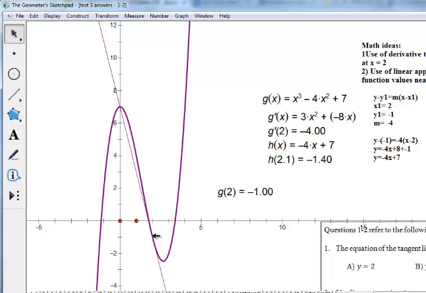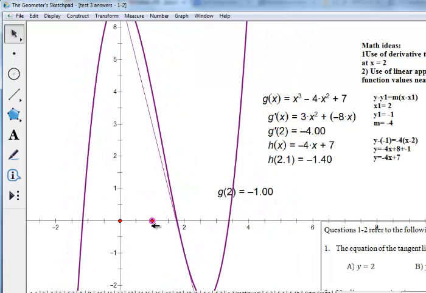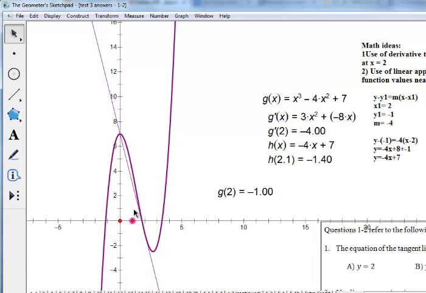So g of 2 is negative 1, and the slope of the tangent line again is negative 4, and so there you go. And now if we look at 2.1, which is just a little bit over, you can see that it's an excellent approximation because it lies on the tangent line and also on the function, or at least very close to it.